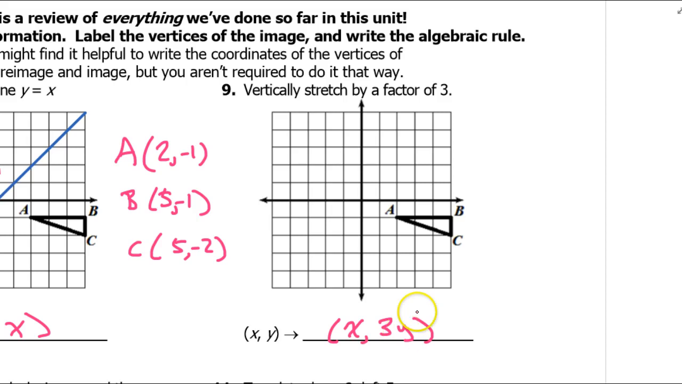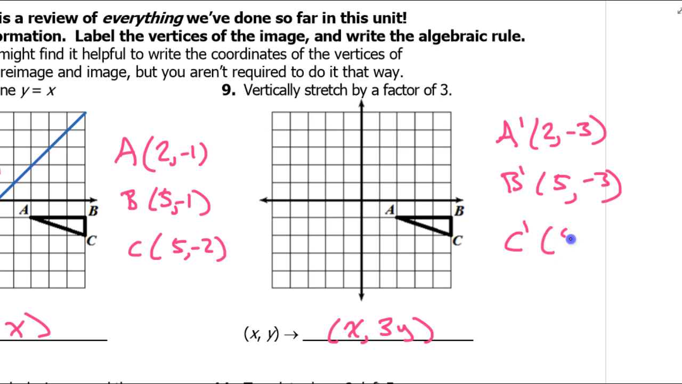If I do a vertical stretch by a factor of 3, that's going to affect the y value only. So A prime should be 2, and I'm multiplying all of these y values by 3. So this should be 2, -3. And then B prime, the 5 is going to stay the same, and then multiply by 3, so -3. And for C prime, again, the 5 is going to stay the same, and multiply it by 3. So that's going to be -6. So this should be my vertical stretch. So 2, -3 is going to be my A prime. 5, -3 is my B prime.